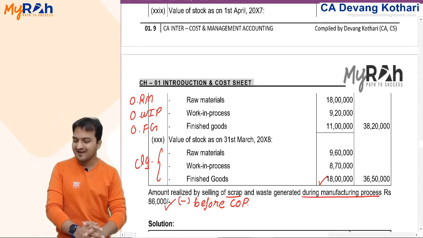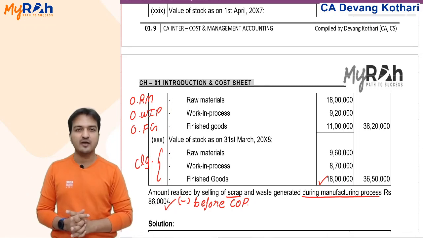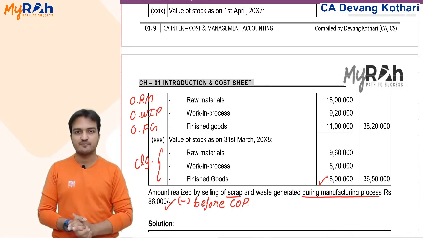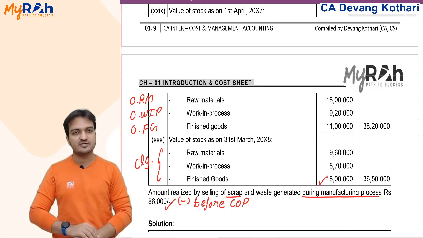That will be the end of my chapter here. That will be the end of this session. This is the end of your first chapter, cost sheet. Next session, we'll be starting with the next chapter, that is budgets, budgetary control.